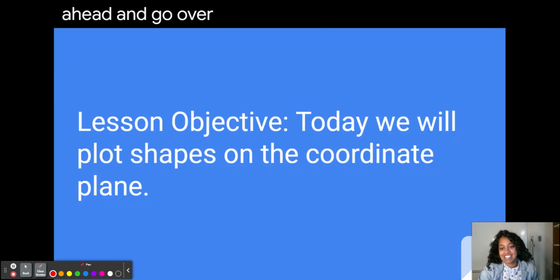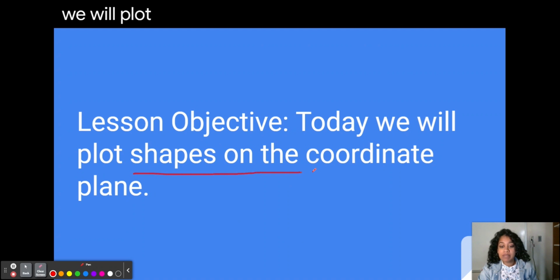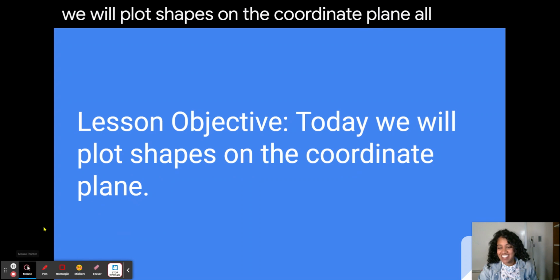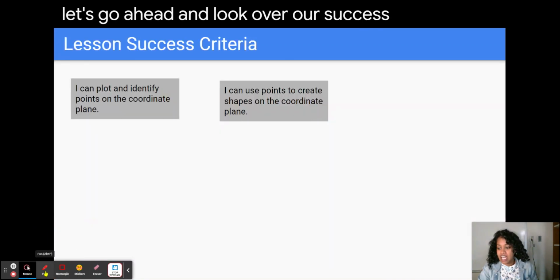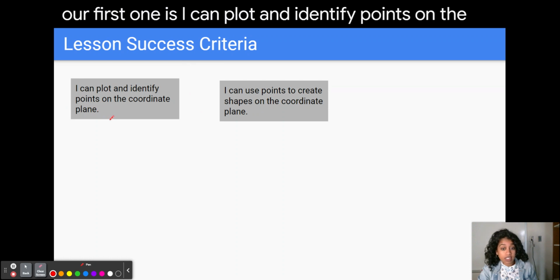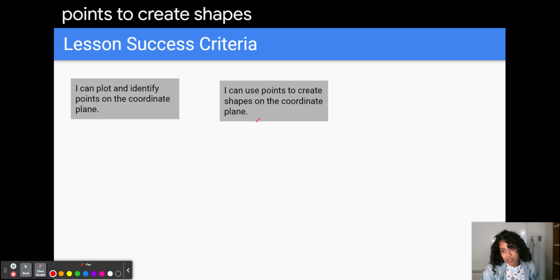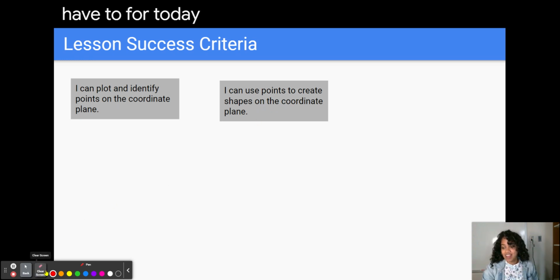Let's go ahead and go over today's lesson objective. So today we will plot shapes on the coordinate plane. All right, let's go ahead and look over our success criteria. Our first one is I can plot and identify points on the coordinate plane. And then the next one is I can use points to create shapes on the coordinate plane. So we have two for today.